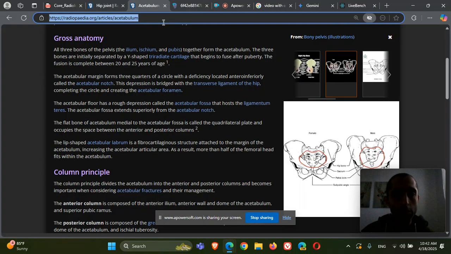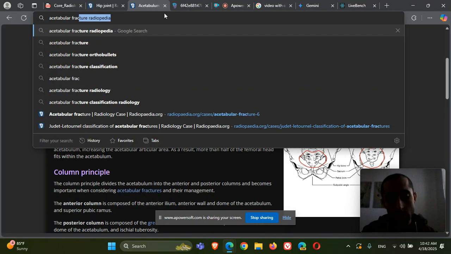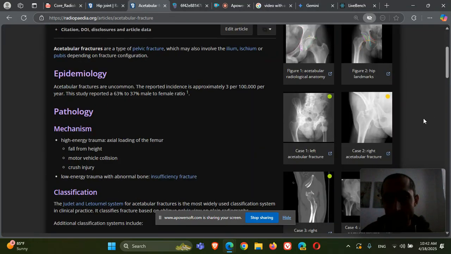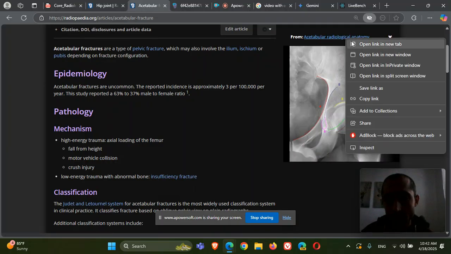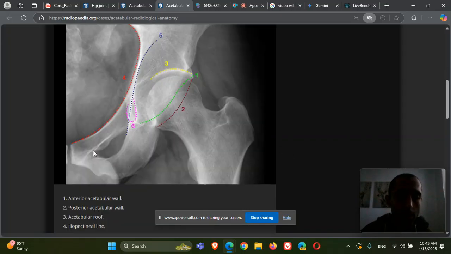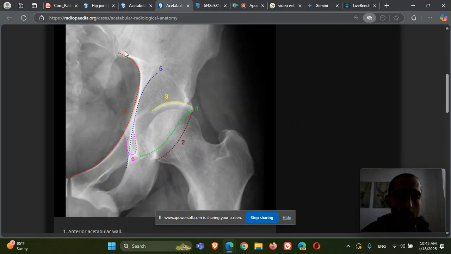Now, let's look at an acetabular fracture because it will show you the lines. And those are the lines I wanted to show you. Again, iliac, pubic, ischium, femur, acetabulum. And all those lines, or most of them, are important to identify because in fractures, some of the hints that there is a fracture that you may miss is that the lines are disturbed.